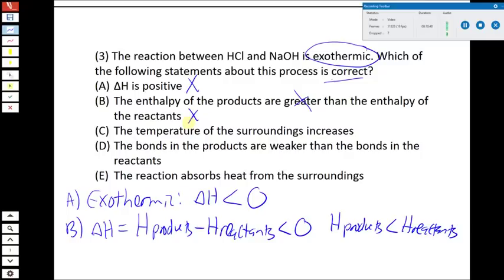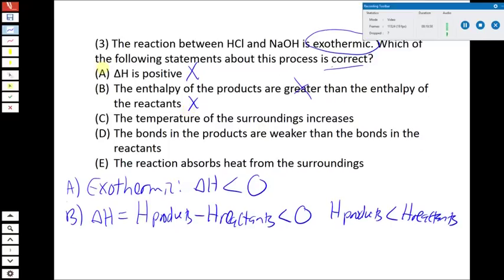Or another way to think about it is if the enthalpy is decreasing, because delta H is negative, that means your enthalpy must be lower in the products than in the reactants for that to be true. Okay? So choice B is out.